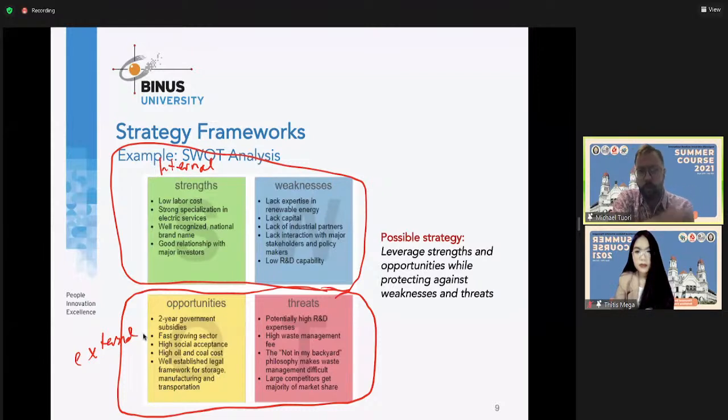So from SWOT, one strategy we can come up with is that we want to leverage our strengths and our opportunities while we protect against our weaknesses and threats.